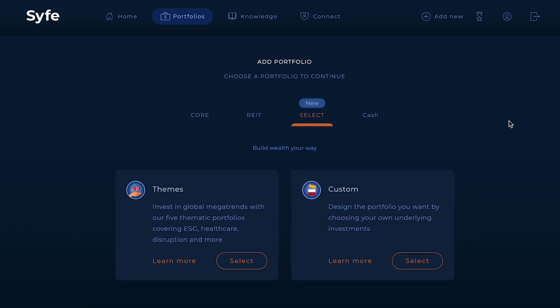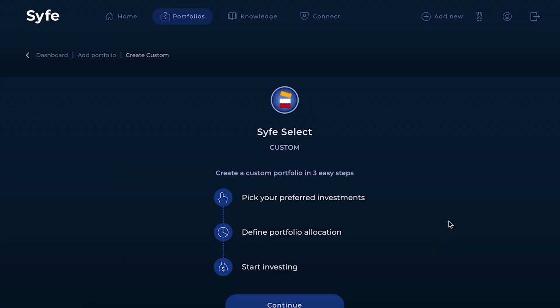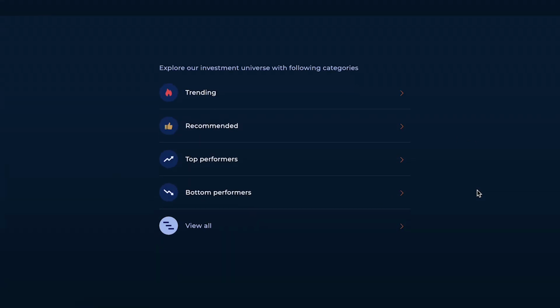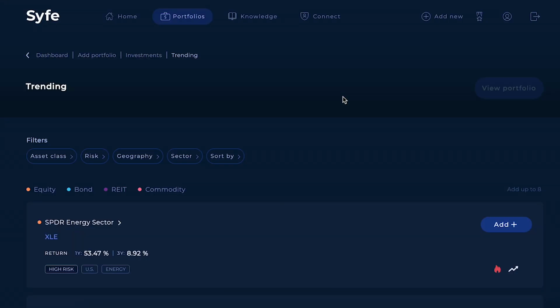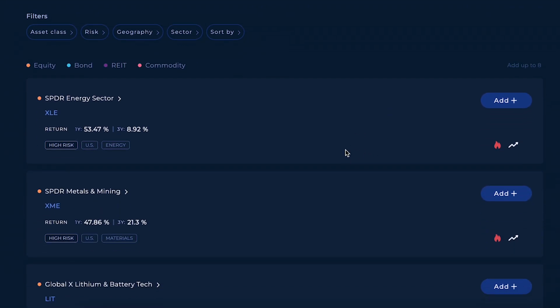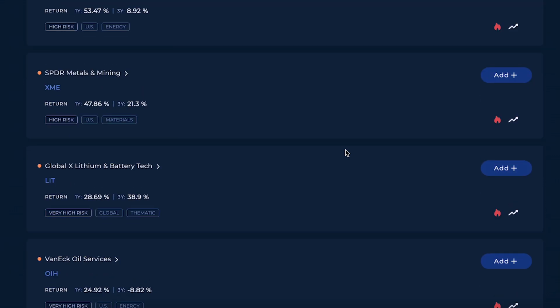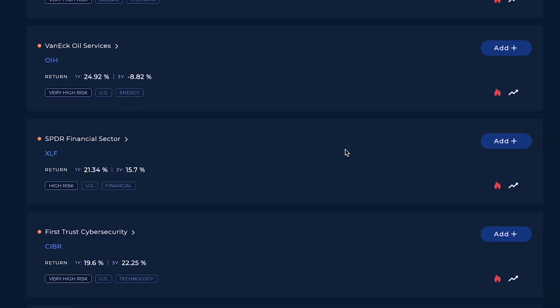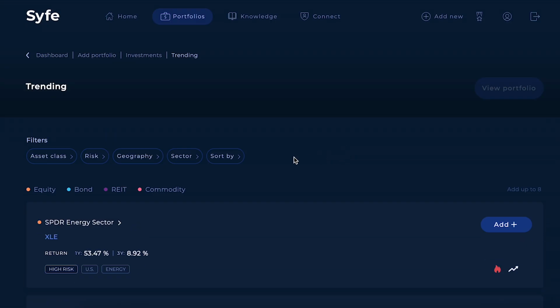Now just to show an example of how Syfe Select Custom looks like, you can look at this demonstration that I'm going to show you of how you can pick some of your ETFs from Syfe Select Custom. So you can choose from the trending, which one is trending at the current market stage. So I believe energy and oil are all really popular right now because they seem to be the one going up for the past few months compared to your tech stocks and your other kind of stocks that are getting hit by this inflation sentiment.